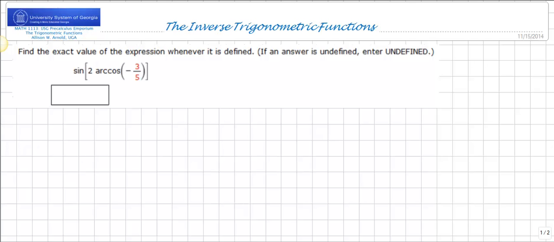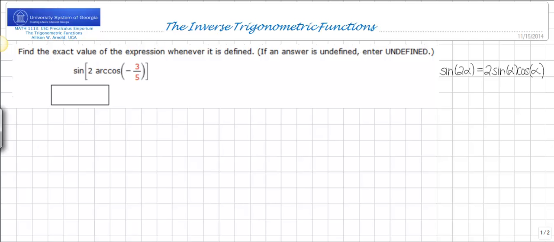Here's another example of combining a trig function with an inverse trig function, and also utilizing our double angle formulas. So off to the side here, I want to remind you that sine of twice an angle is 2 times sine of the angle times cosine of the angle. So let's keep those double angle formulas refreshed in our minds.